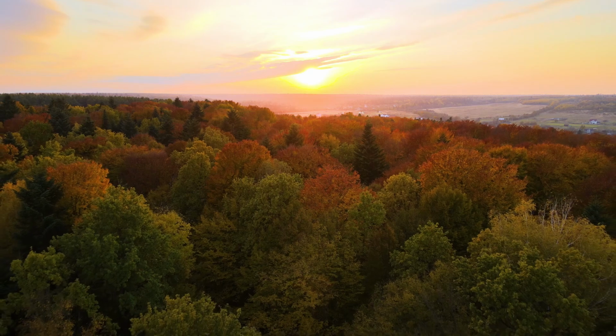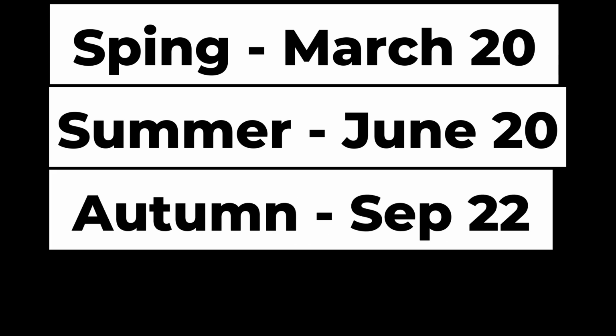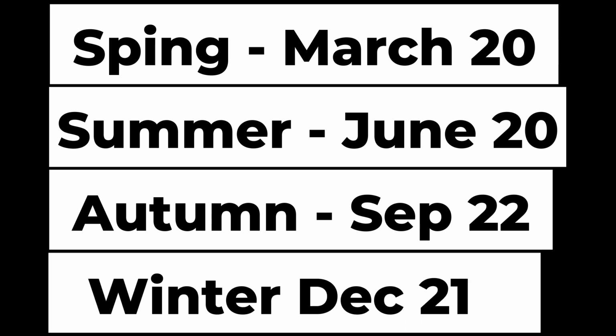Now, most people are familiar with how seasons work astronomically. We track them based on the positions of the sun in relation to the earth. For example, in 2025, here's how it breaks down. Spring begins with the vernal equinox on March 20th. Summer starts at the summer solstice on June 20th. Autumn begins with the autumn equinox on September 22nd, and winter kicks off at the winter solstice around December 21st. These events are based on the sun's movements in the sky.